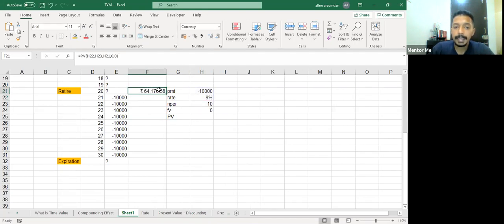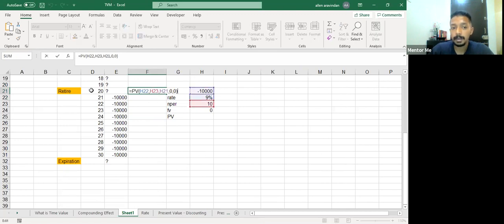That means if he has 64,176 at year 20, then he will be able to draw out his savings at the rate of 10,000 per year for 10 years. How many of you agree with this? Is this clear?